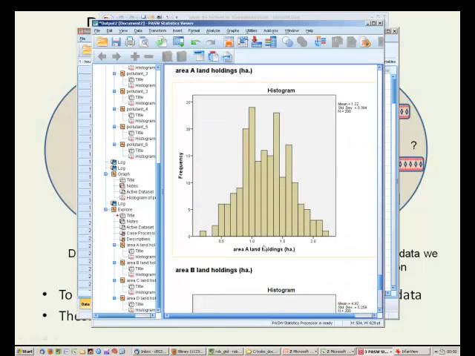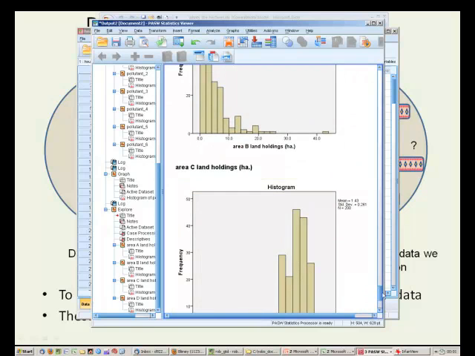So here's for area A, here's the histogram. And what a histogram is, it puts it into categories. So between 1 and 1.5 hectares, that'll probably be this bar here. This is how many households have that much land. Between 0.3 and 0.4, only about 2 households. Between 0.4 and 0.5, about 6 households have that much. So the taller the bar, the more households have that range of land holdings.